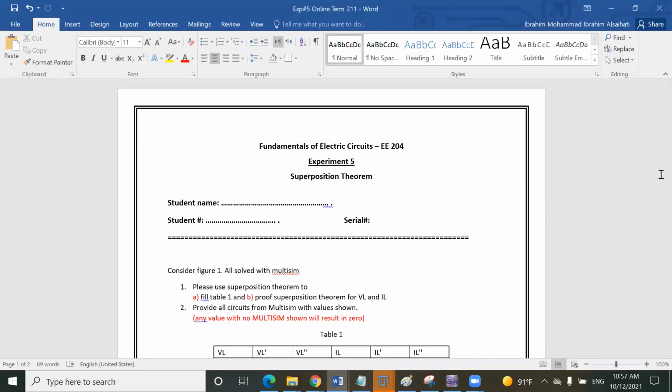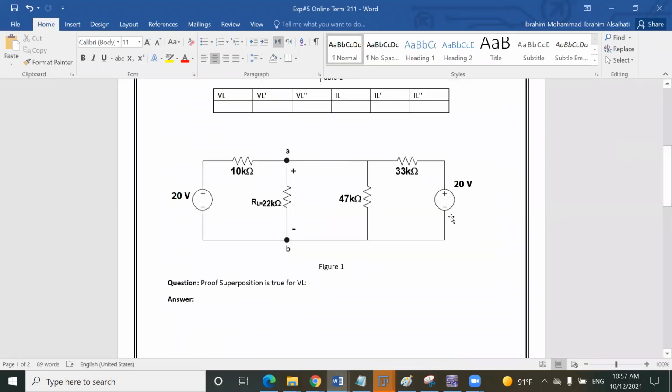So this is the experiment. I have a circuit. Note that this circuit is different from the other circuit that we had before, so you have to solve it by yourself. Pay attention that the resistor values are all in kilo. So what I'd like to find is this VL and this IL. We can prove superposition either for current or for voltage.